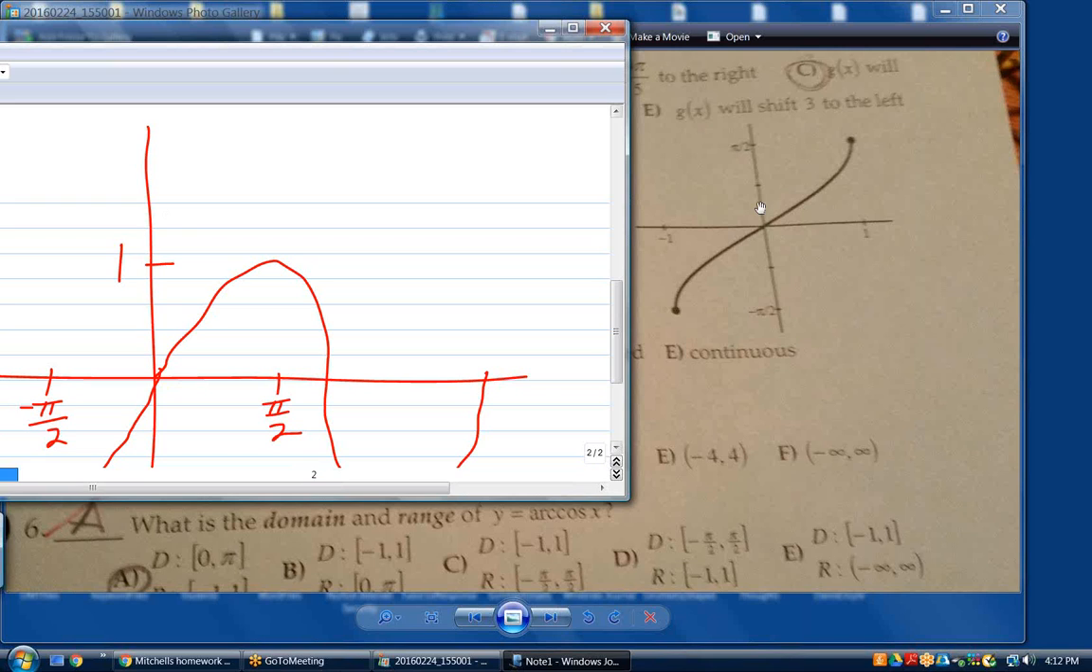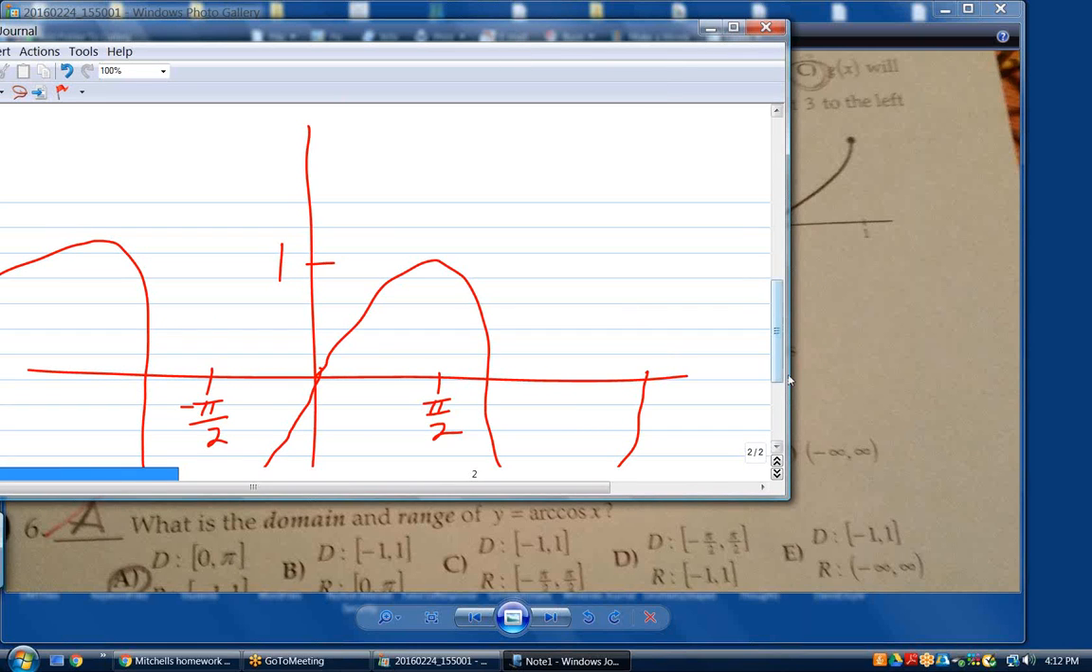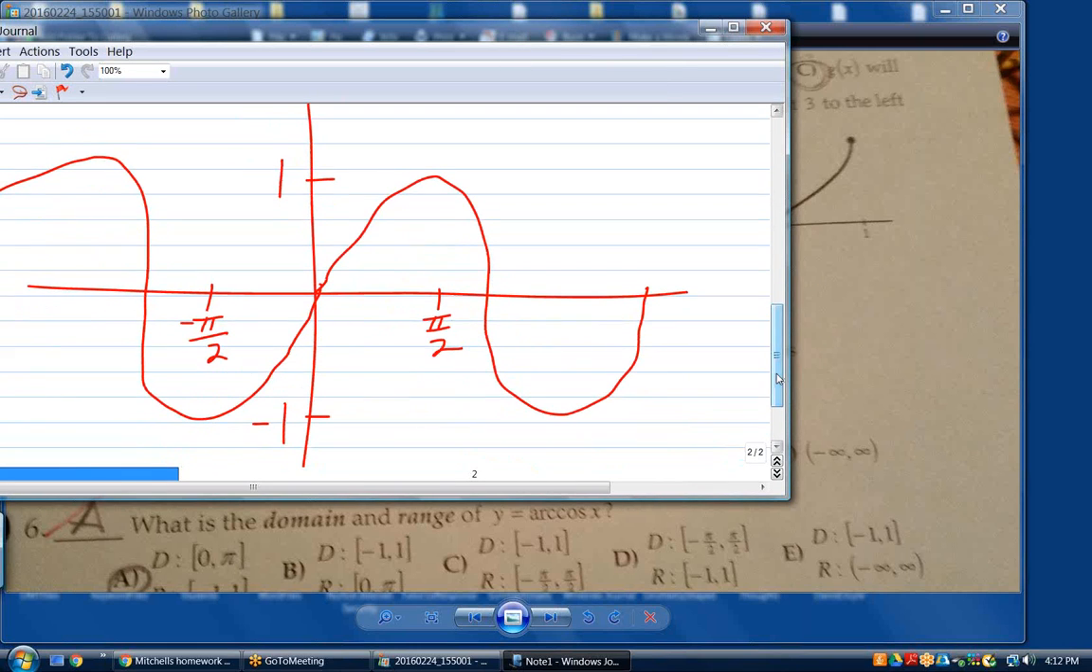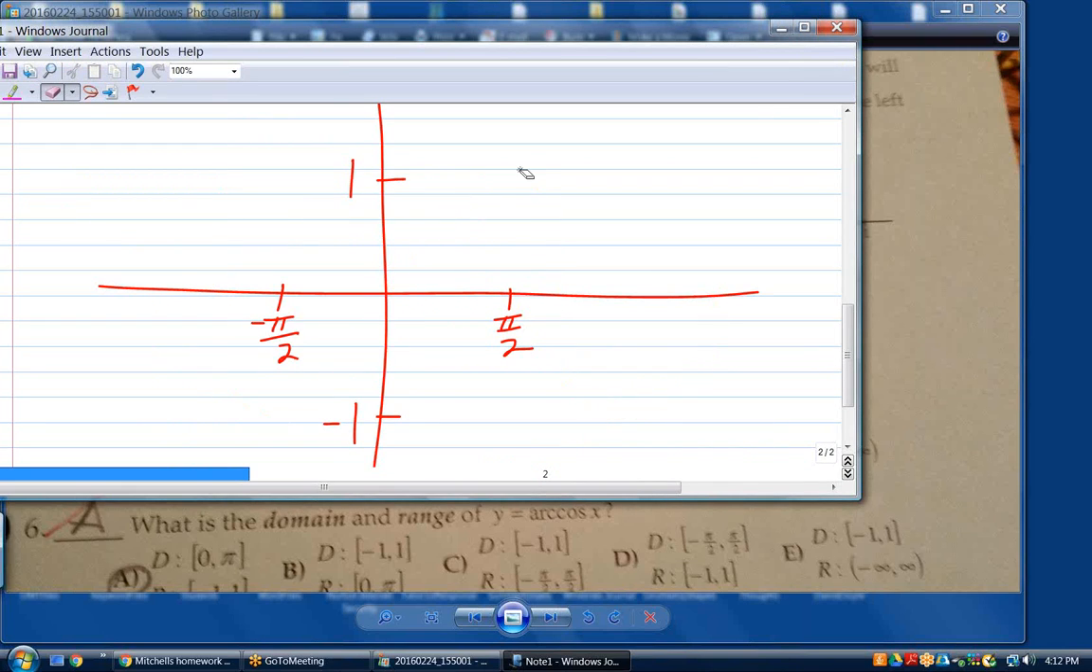Well, when you take the inverse of any function, the domain and range switch. It becomes exactly the opposite. In other words, whatever was the domain now becomes the range. Whatever was the range now becomes the domain. Well, let's look at cosine.